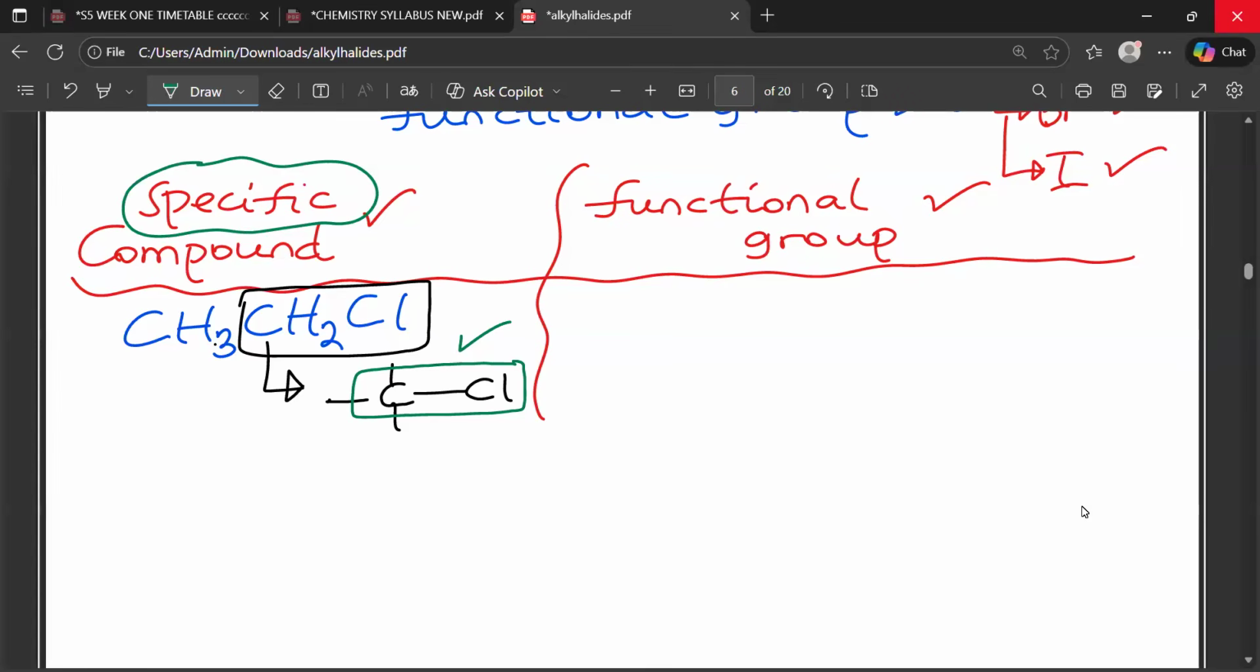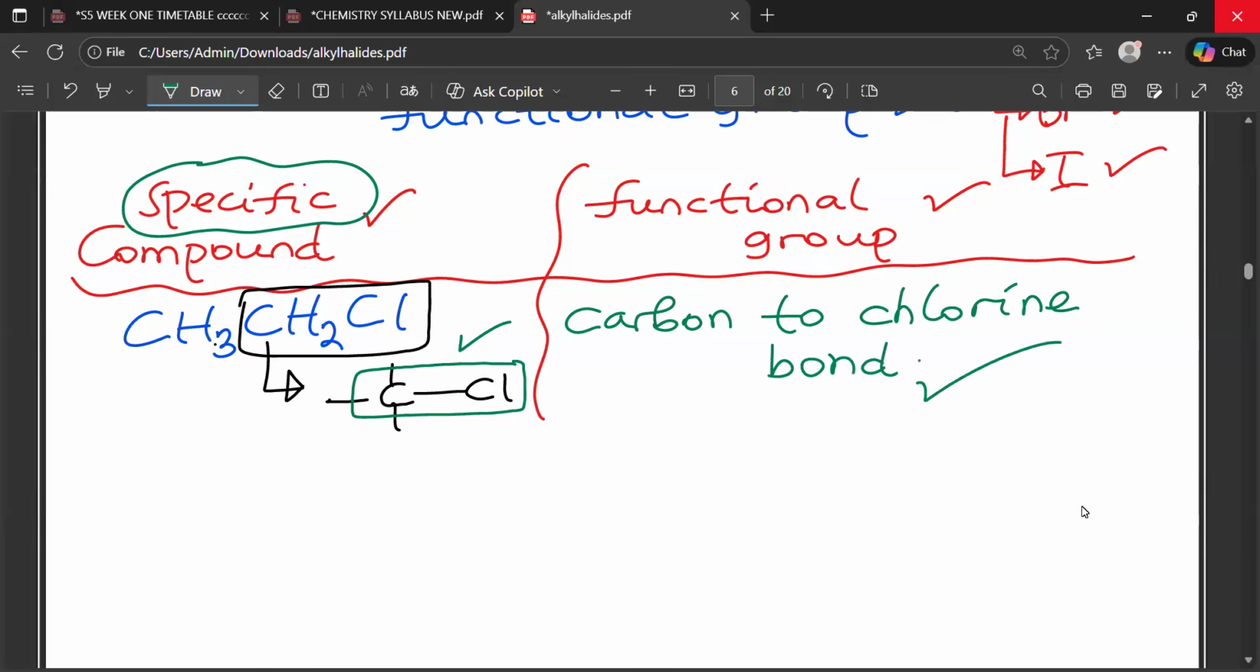So you also have to be specific enough and say the functional group is the carbon to chlorine bond, because we said halogen. Yes, that is the special thing, and that is the functional group.